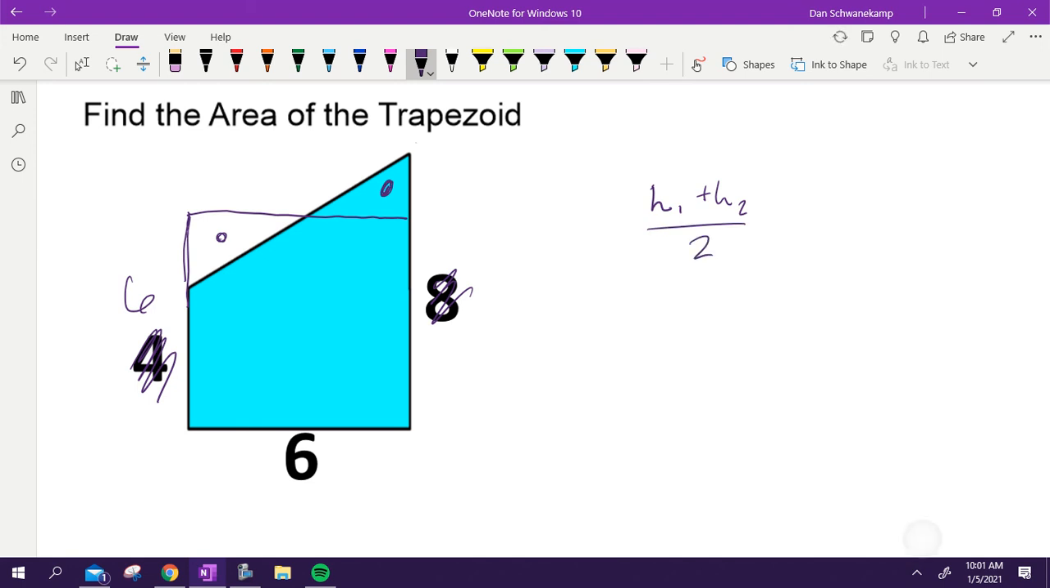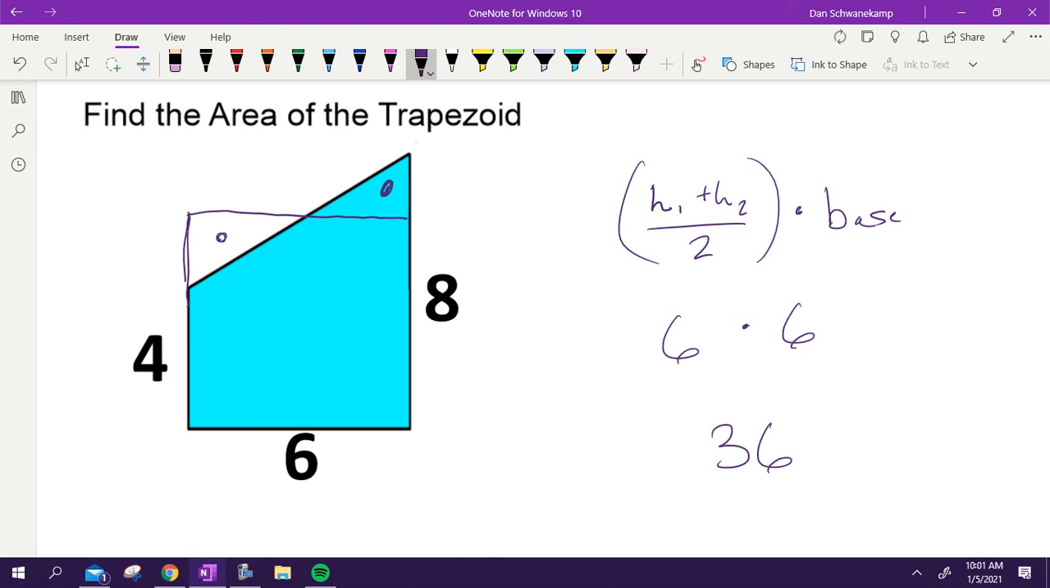To do that, we found the first height plus the second height, and we found the average of the two. So we found the average of 4 and 8. That got me 6. And then we're going to multiply that by the width, by the base. And in this case, my base is 6. 6 times 6, the answer is 36. Average the heights times the base. That's how you find the area of a trapezoid. Kind of remember? Let's do it.